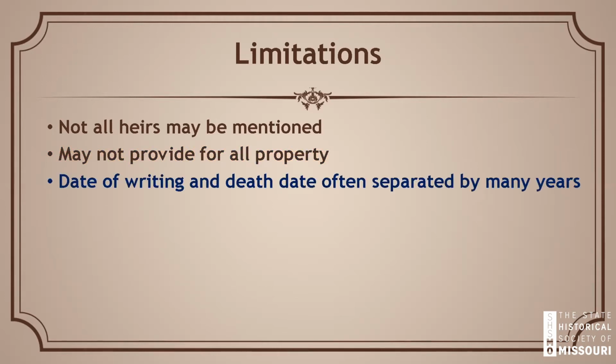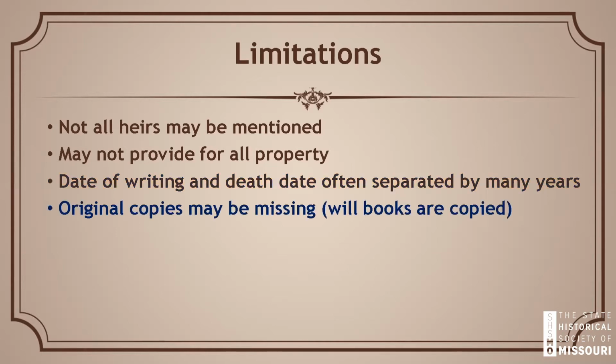The date of writing and death date are often separated by many years. I've seen as many as 30 between the writing of the will and the death of the individual. Original copies may be missing. And remember, the will books are copies. Because they're copies, always be a little cautious about what you're reading in there. If it doesn't match up with other records, it may have been miscopied. Clerks may swear that they copied it well, but we're human and they're human, so they may not have.